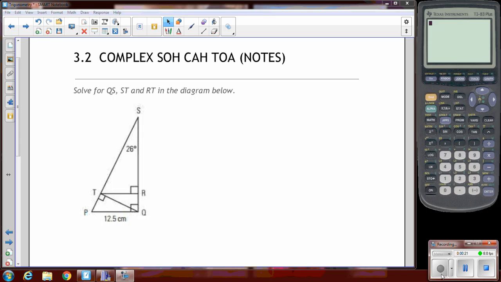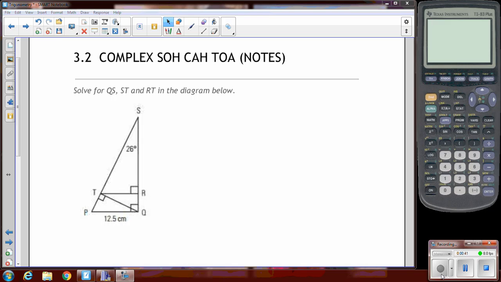Now we're going to take this a little further beyond our last lesson of solving right triangles, which meant finding everything that is unknown. We're going to now move on to what are called complex trig questions. Complex usually just means that the diagram is going to be a little bit more difficult, and you might even have to do 2 steps to reach an answer as opposed to just 1.